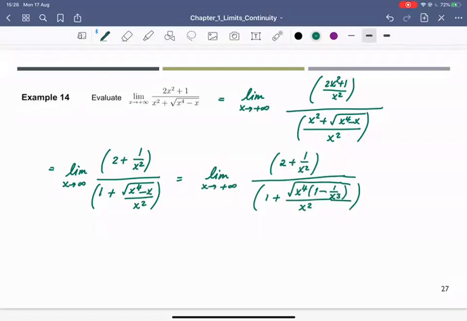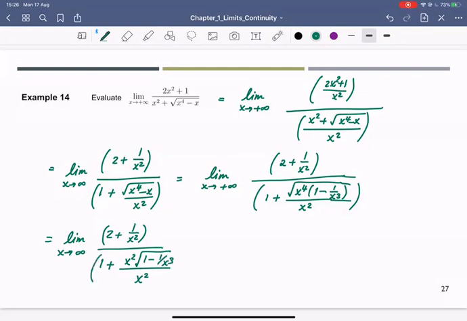Right, and then after that, I am going to take the square root of x to the fourth power. What is that? It is x squared, right? So I'm gonna have limit x goes to plus infinity of 2 plus 1 over x squared over 1 plus, well, I have x squared here over x squared times the square root of 1 minus 1 over x cubed. And then after that, you can see that this thing goes to 0, this thing goes to 0, and this thing cancels. So at the end, you have 2 plus 0 over 1 plus the square root of 1 minus 0, which is 2 over 2. This is 1.